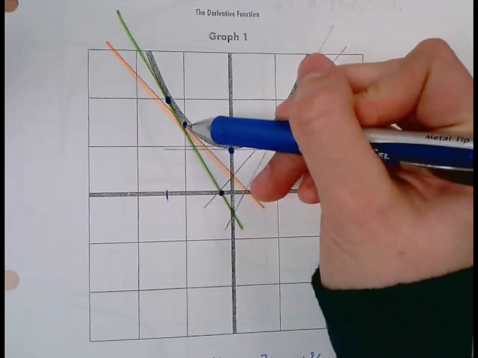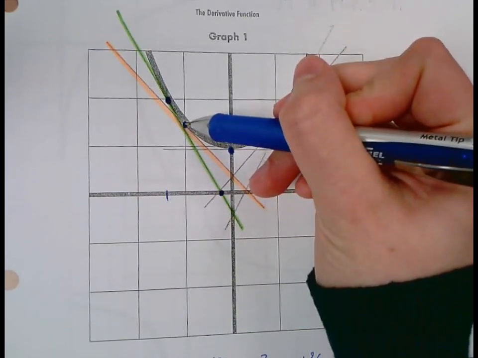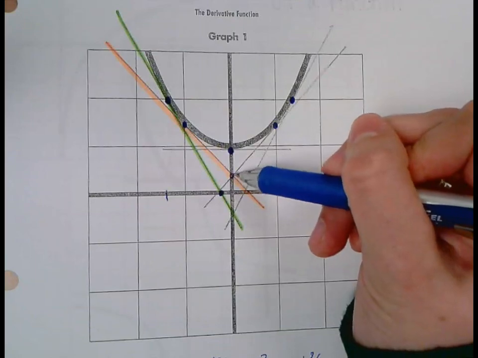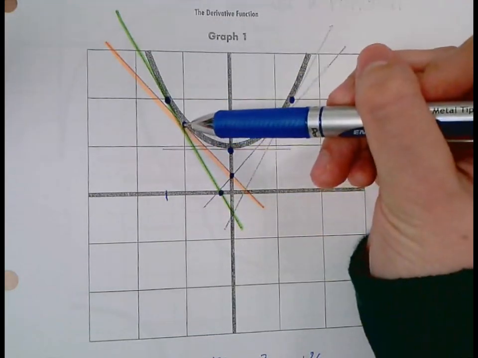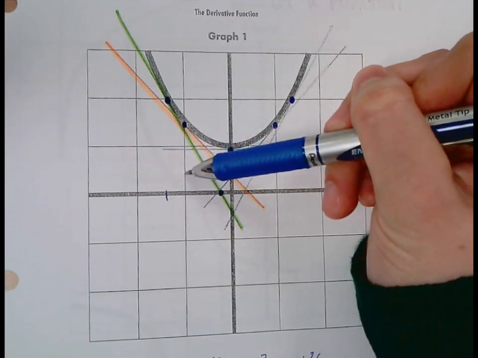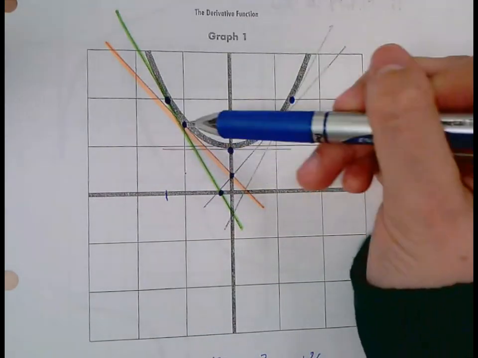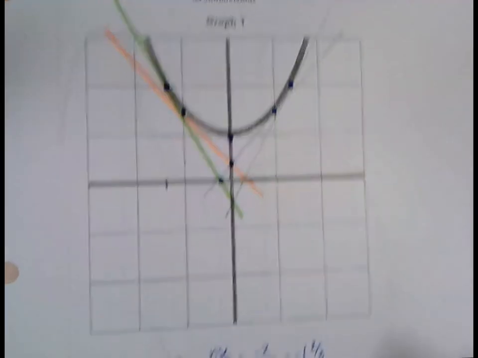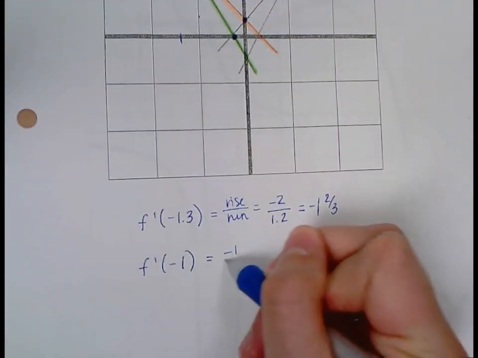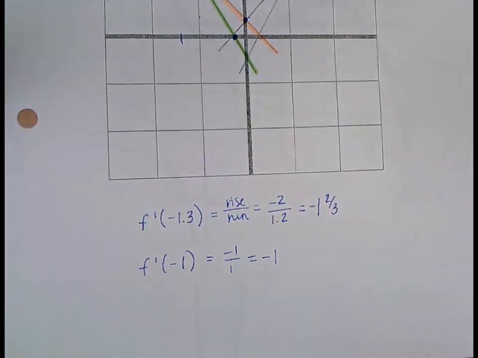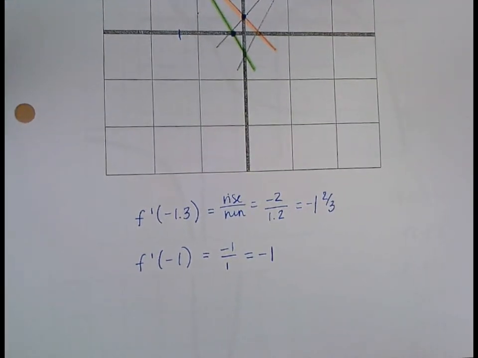So this tangent line, if I say go from the point of tangency where it crosses the y-axis, this is pretty close to just down 1 over 1. So this is pretty close to -1 over 1 or just -1. Again, it's approximate.